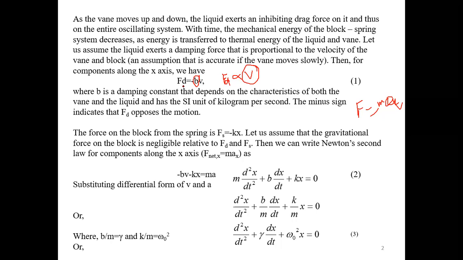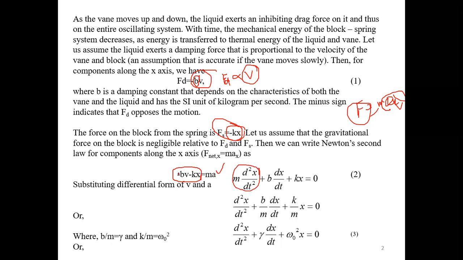Now what is the total force acting on the system? The force on the block from the spring is a restoring force, which is also proportional to the displacement. So Fs equals minus kx. The total force acting on the system is minus kx plus minus bv, and the total force is equal to ma. So minus bv minus kx must be equal to ma. Now what is a? a is d square x by dt square.